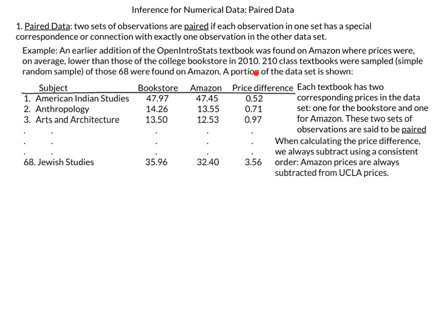When calculating the price difference here, we always subtract using a consistent order. These all happen to be positive, because the bookstore price was always more expensive than Amazon. So we always subtract Amazon from bookstore, bookstore minus Amazon, to get the positive difference. If it happens that the bookstore is cheaper, we will get a negative price difference. It's important to keep the negative, because that will signify it's the bookstore that's cheaper. In this case, the bookstore was the UCLA college bookstore.